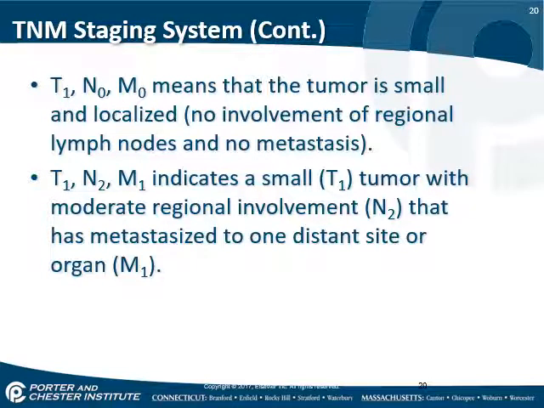So again, the N refers to the regional nodes, the M refers to metastasis. If we look at this tumor that we're told is a T1 N0 M0, well, T1 tells us it's a small tumor. N is for the nodes, and 0 means the nodes are not involved, and M0 means it has not metastasized. So we went over the levels for the T, but now the levels for the N. A 0 level with the N means no nodes nearby are affected. The tumor is totally just within itself.